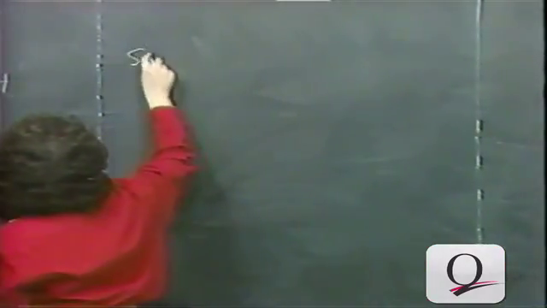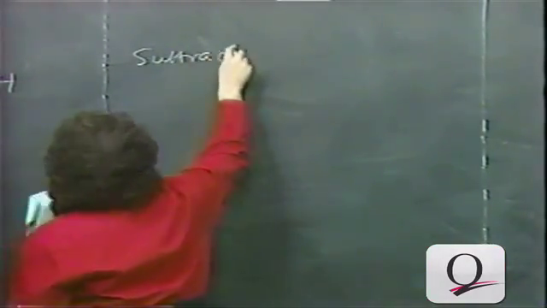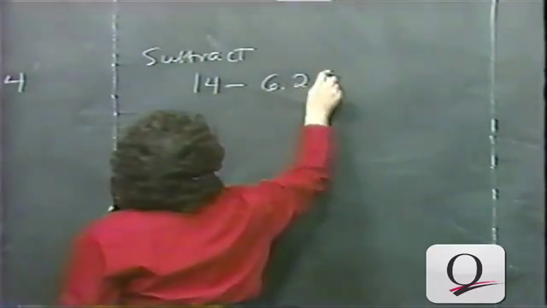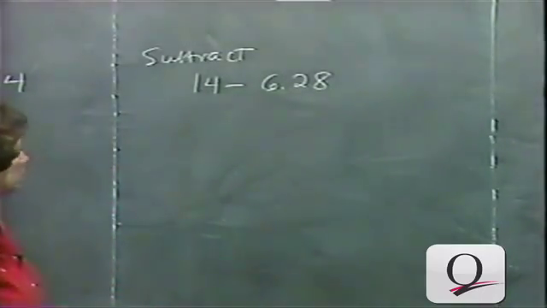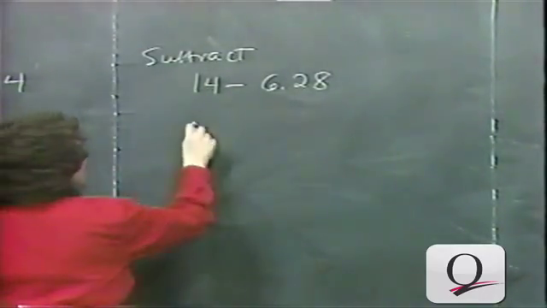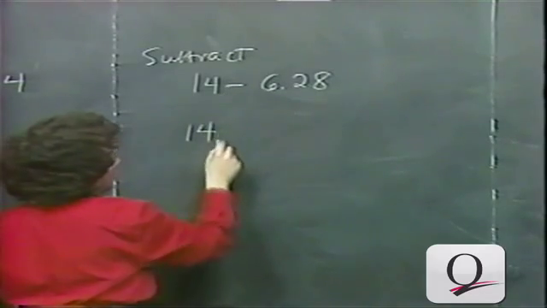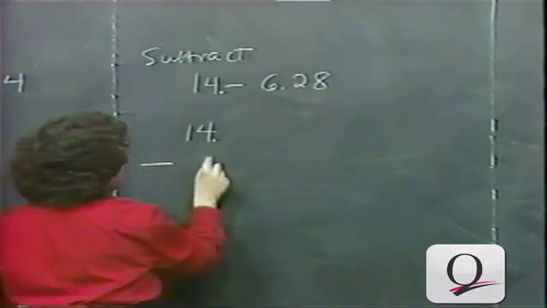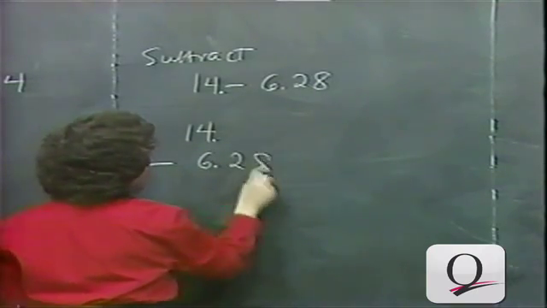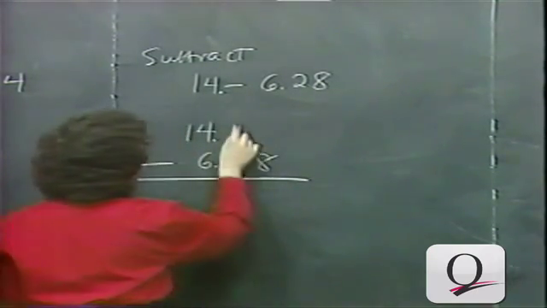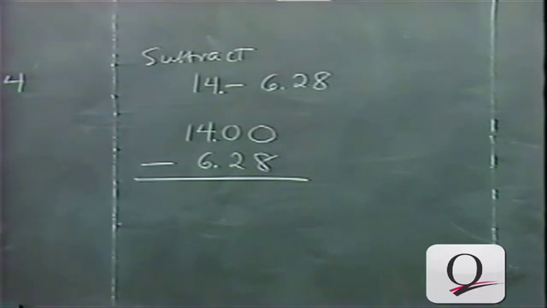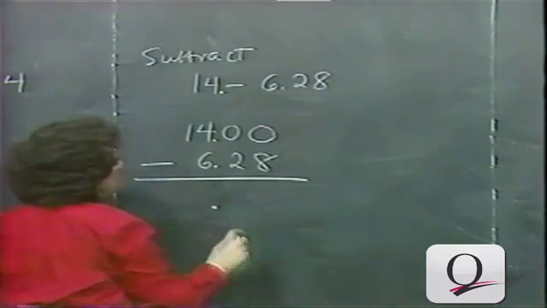Okay, let's try another subtraction problem. Subtract 14, take away 6.28. 14 has a decimal point directly after the number. Minus 6.28. Filling in the zeros, 14.00 minus 6.28, and now decimal point in the answer, and we subtract.